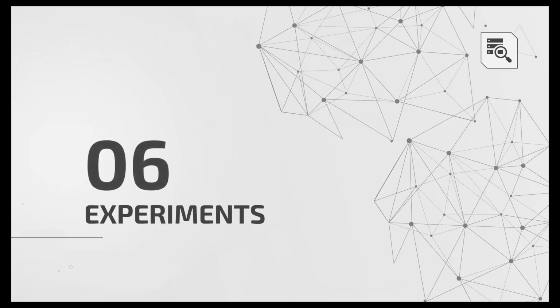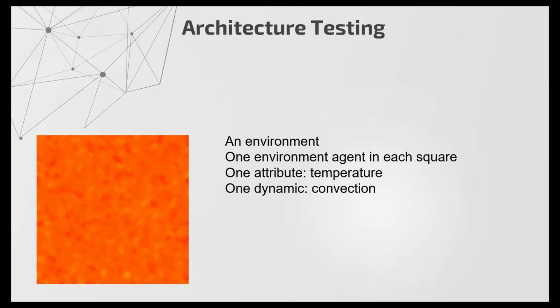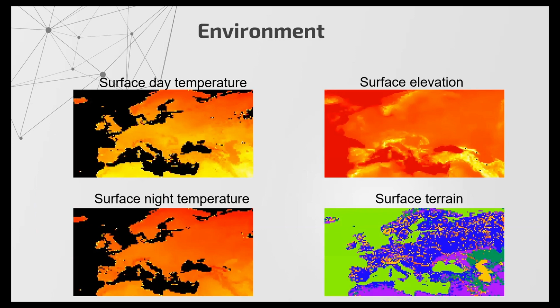I am going to walk through the steps now of the experimentation, and we're going to start seeing some visualization. This is the first test. To test the architecture, we've created this experiment where we only had environment agents with one attribute of temperature and one dynamic of convection, just to be able to see that everything works fine.